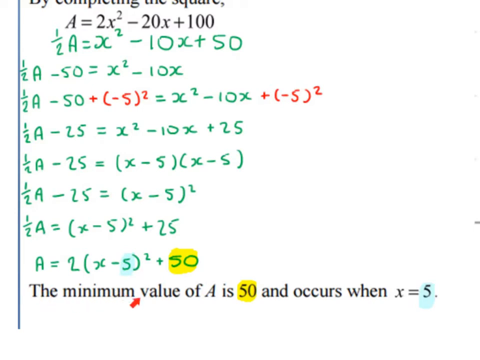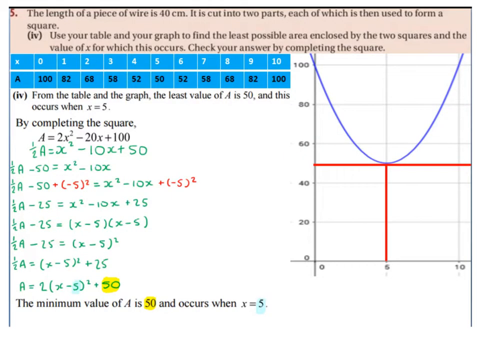So the minimum value of a is 50, or sometimes we call it y, and this occurs when x is equal to 5. So the minimum point on our graph, we can see, is at 5, 50. So our x value is 5, our y value or our a value is 50. So the number at the end here, the constant, that represents our y value of our minimum point, or in this case our a value, so that's 50.